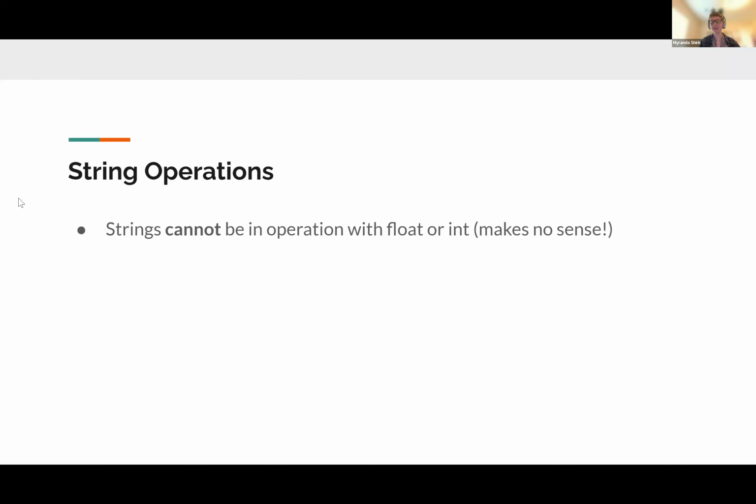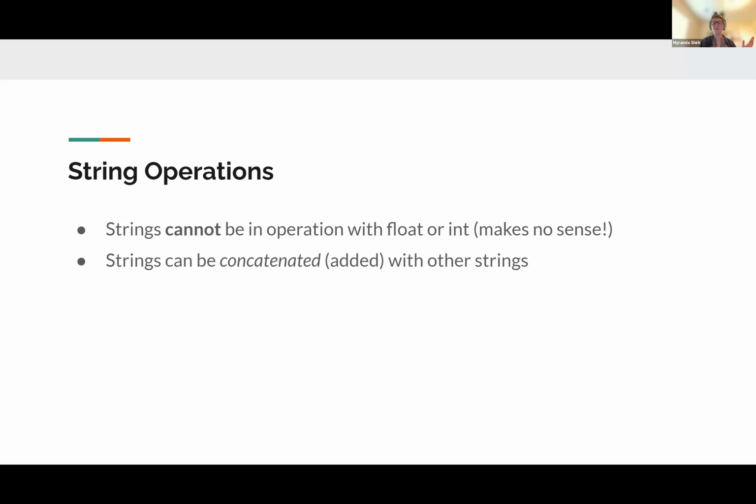So we have seen how we can do some mathematical operations on numbers like ints and floats, but we can't really do those with strings. Strings generally cannot be in an operation with a float or an int. And you know, that really just makes no sense. You can't say 5.5 divided by the string hi. That does not make any sense.